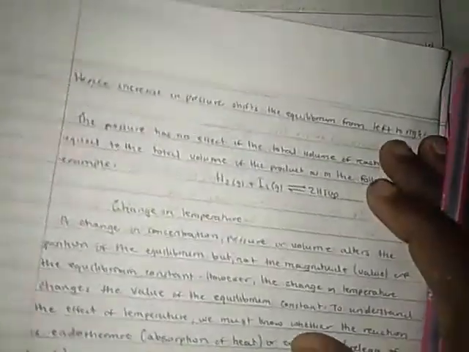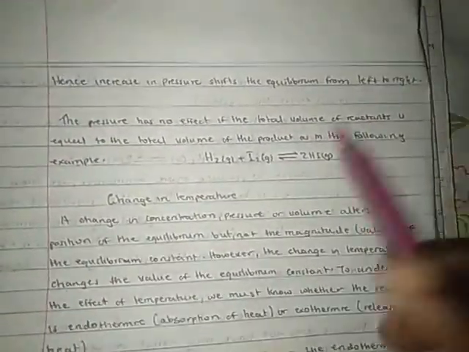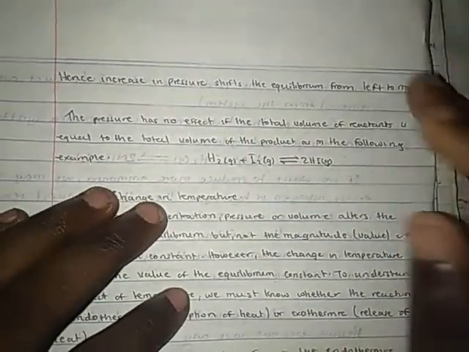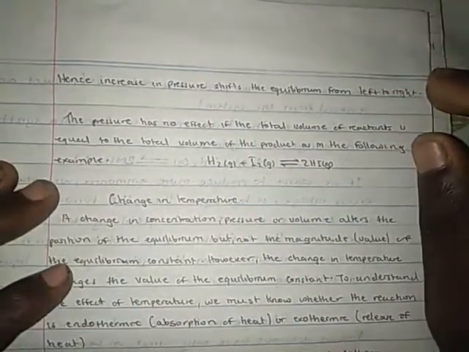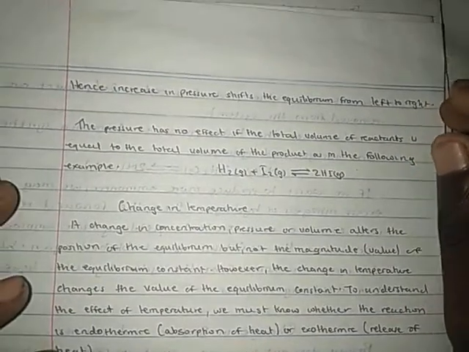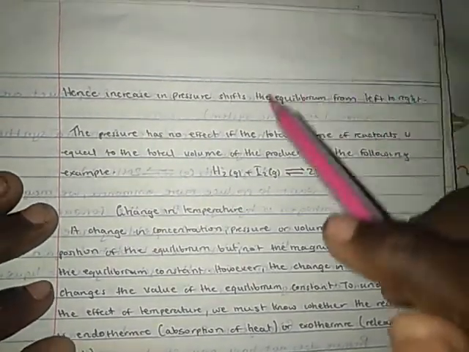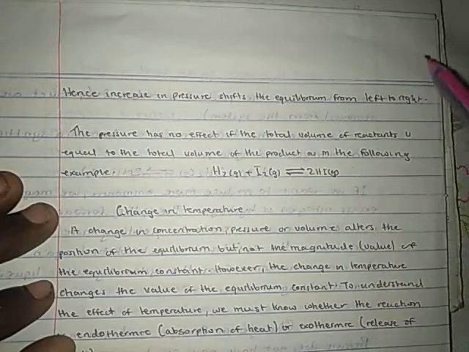Now from our explanations, you can say that an increase in pressure shifts the equilibrium from left to right. So an increase in pressure will cause the side with more volume, which is 4, to have its pressure increase more. The equilibrium will shift from left to right.